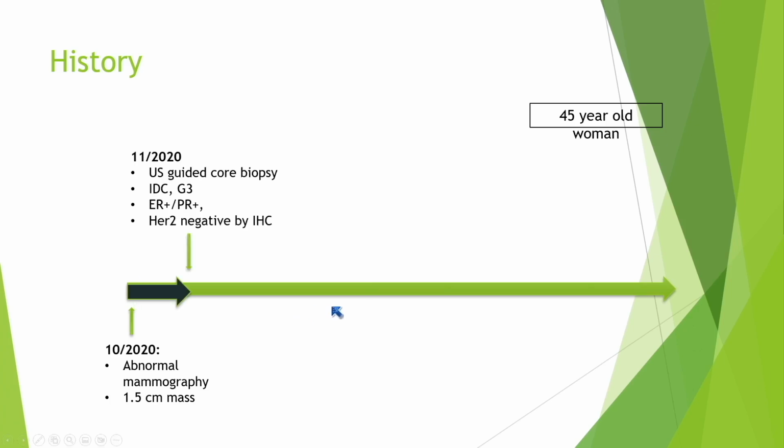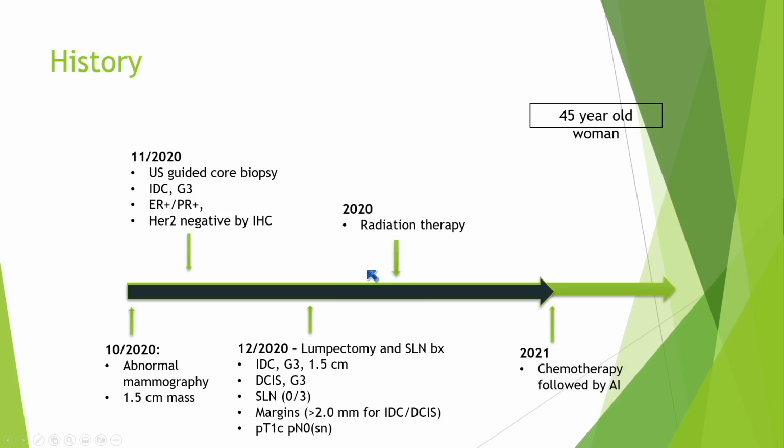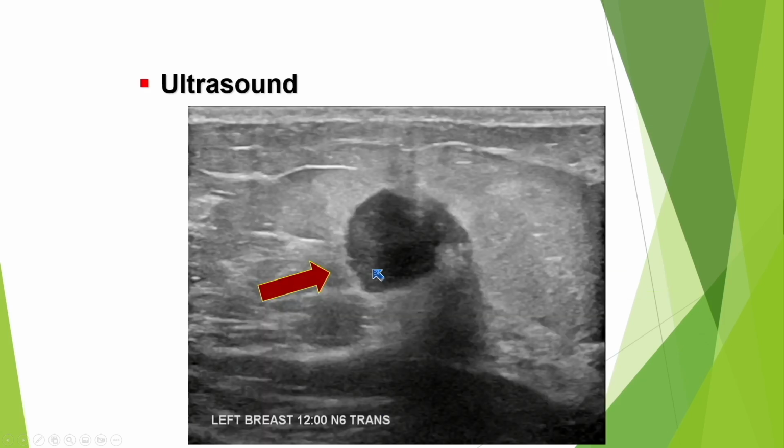In November of 2020, it's biopsied. It's an invasive ductal carcinoma grade 3, ER/PR positive, HER2 negative by IHC. And then in December of 2020, she has her lumpectomy and sentinel lymph node biopsy surgery that yielded an invasive ductal carcinoma grade 3. It was 1.5 centimeters, DCIS grade 3, sentinel lymph nodes were all negative, margins were greater than 2 millimeters, so it's staged out as a pT1c, pN0. She received radiation therapy and chemotherapy with AI.